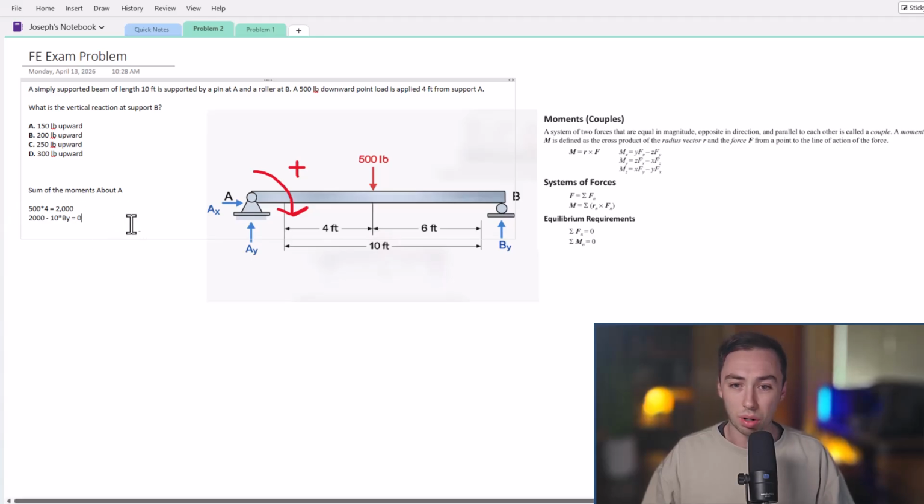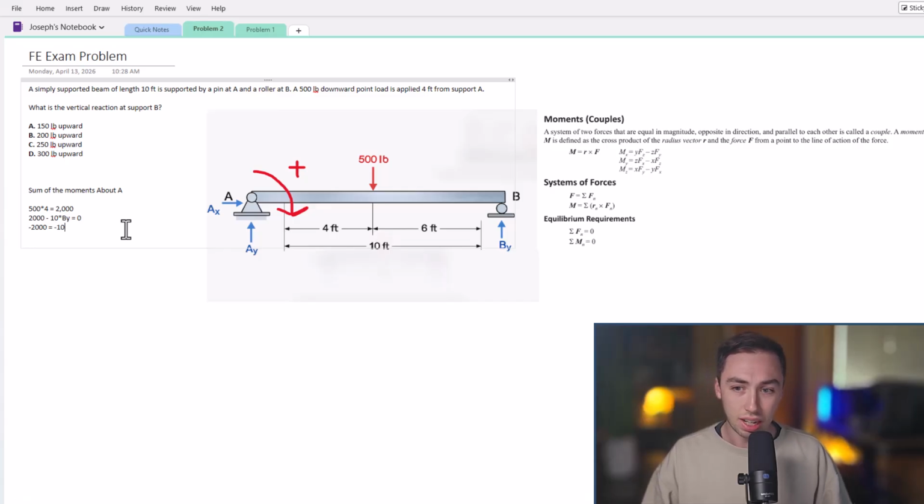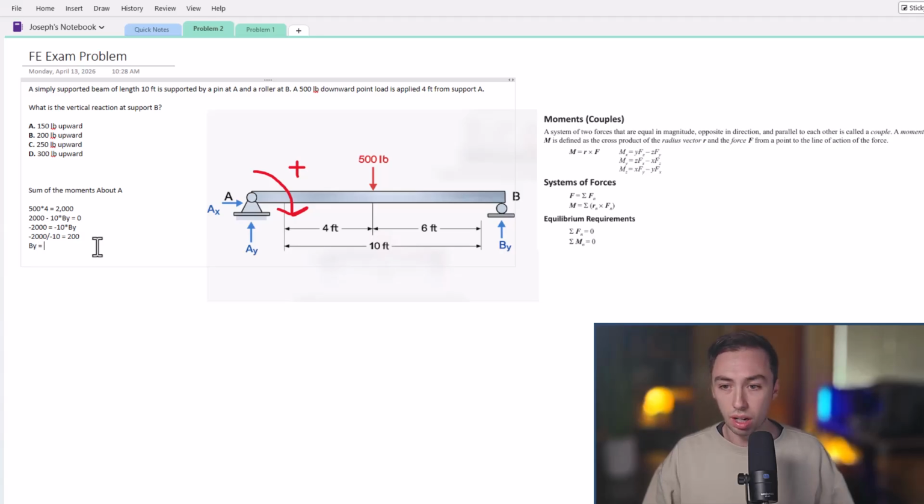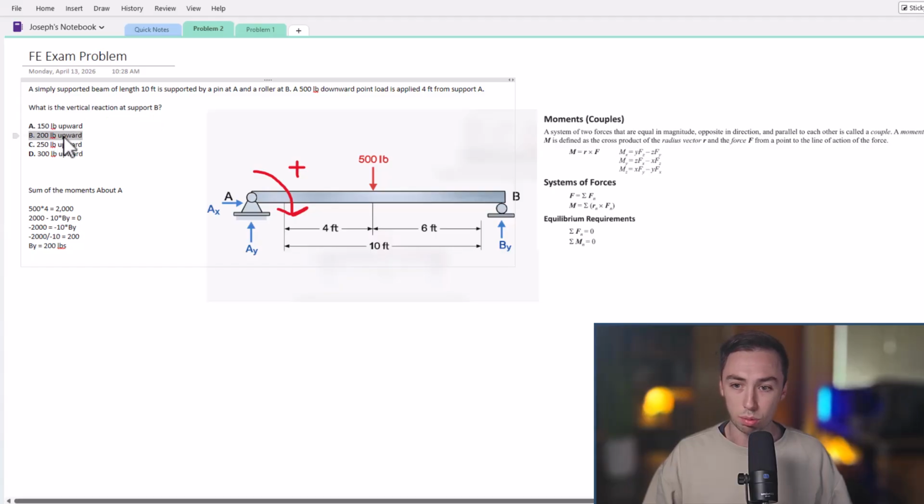So if we continue to do our arithmetic here, we're going to subtract 2,000 to the other side of the equation. So we have negative 2,000 equals a negative 10 times B sub Y. If we do some quick math here, negative 2,000 divided by negative 10, and you should be using your FE certified calculator for this to get as much practice as possible with that, equals 200. So B sub Y, the reaction at B in the Y direction, is going to be 200 pounds. This means that B is going to be the correct answer on this problem.